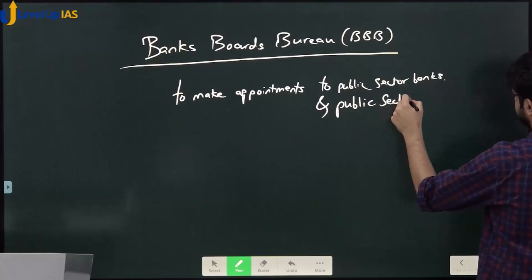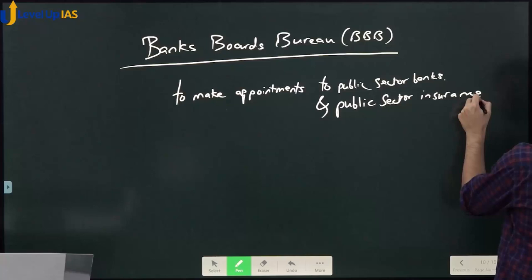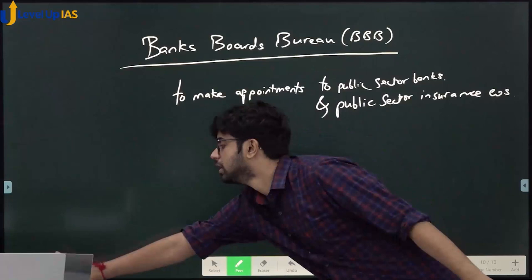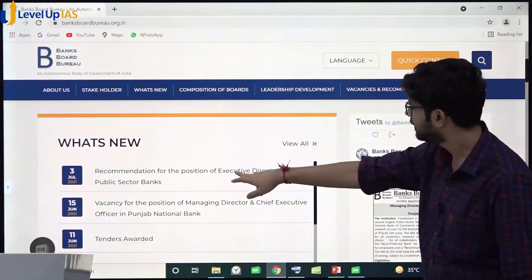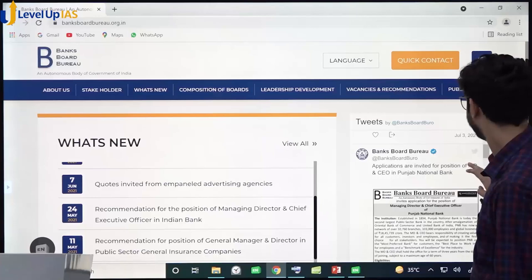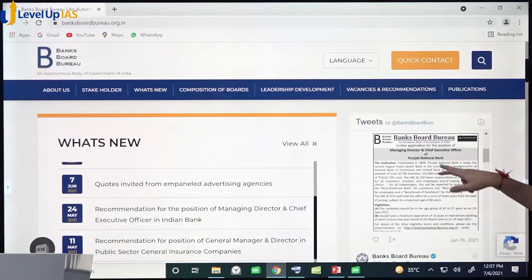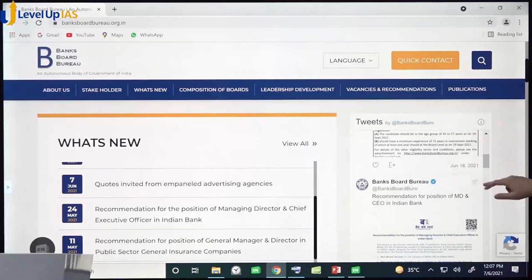See, this is how you should study. You should go on the website, you should read about the major objectives, not in detail, but you will come to know a lot of things about it. Right? Anything else? See, recommendation for the position of executive directors in public sector banks. Vacancy hai. This is how they give the news. Managing director of PNB required. Candidate should be in the age of 45 to 57 years, and so on. Okay, these are all news articles.